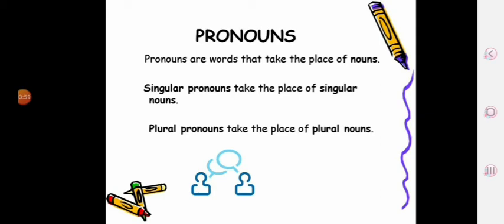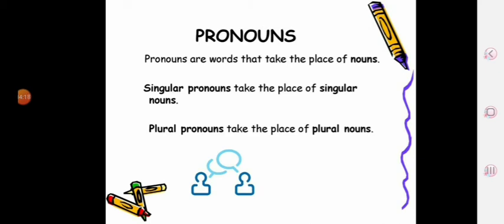Like suppose I and Shama are going to school. So now again in the next line I can say we are going to school. Yeah, we are going to teach our children, right? So in place of I and Shama, I have used we over there because I am talking about two ladies, right? So I'll use plural pronouns.